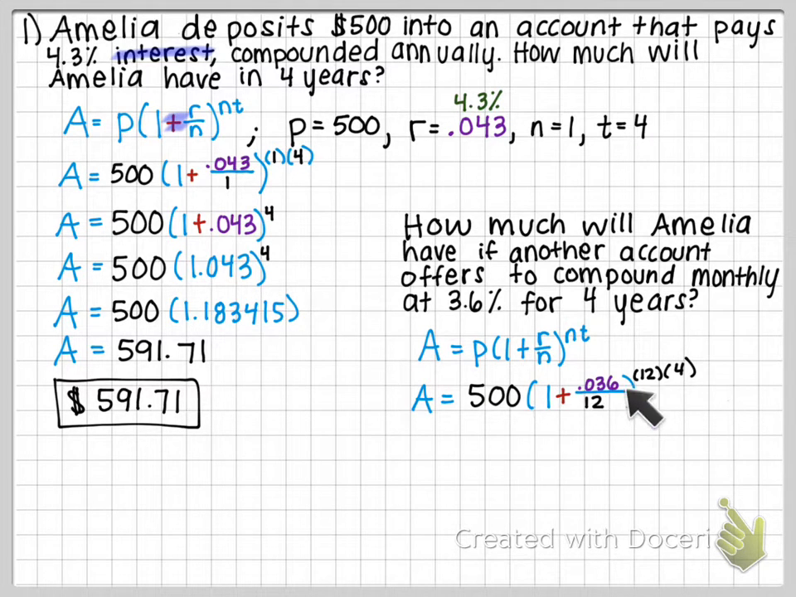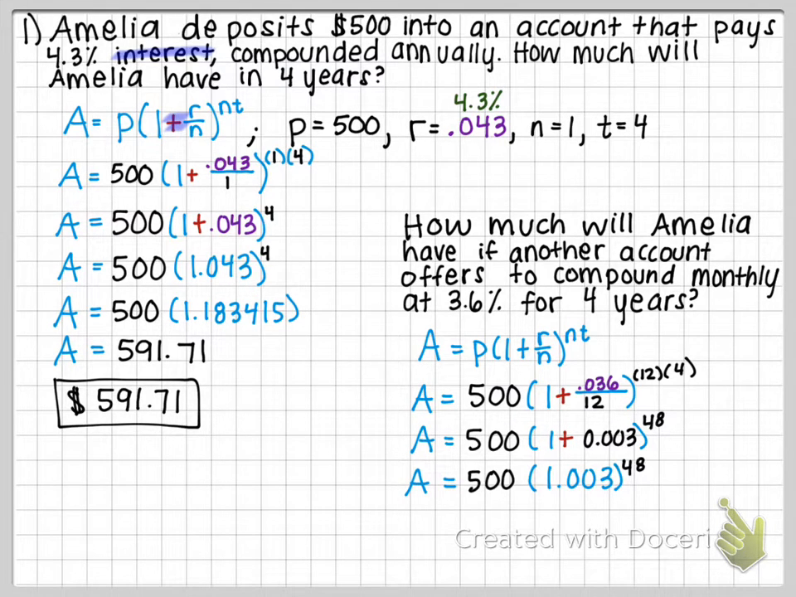So divide this part first. So it's 500 times 1 plus, when you divide that, it's 0.003. And do this with me so you can practice putting it on a calculator. Raised to the 48th power. So this piece right here is 1.003 to the 48th. And then put this in a calculator.